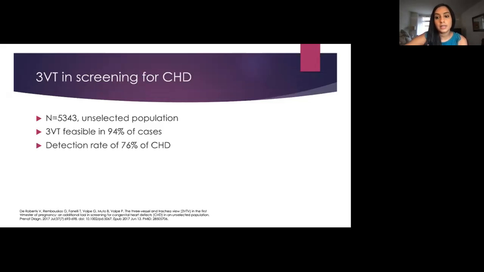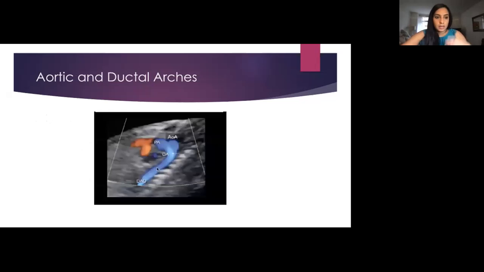So this kind of highlights how important it is to get this view and how feasible it is if they're able to get it in 94% of cases. And then to touch on the aortic and ductal arches, this is also an image from 13 weeks. This doesn't really add much to your cardiac screening beyond the 3-vessel view because they're so close to each other at this gestational age. And you can see them in the same plane as you can here. And here you can see both in the same image.